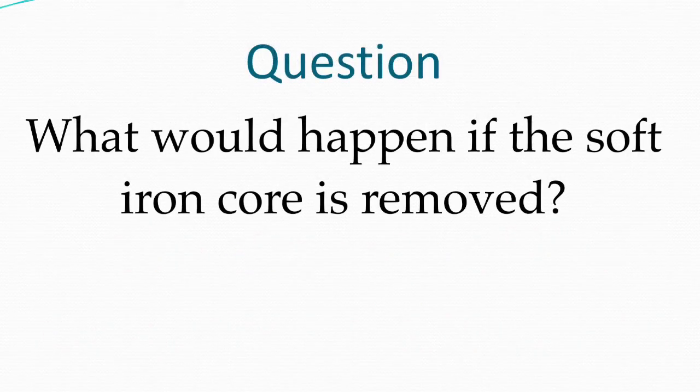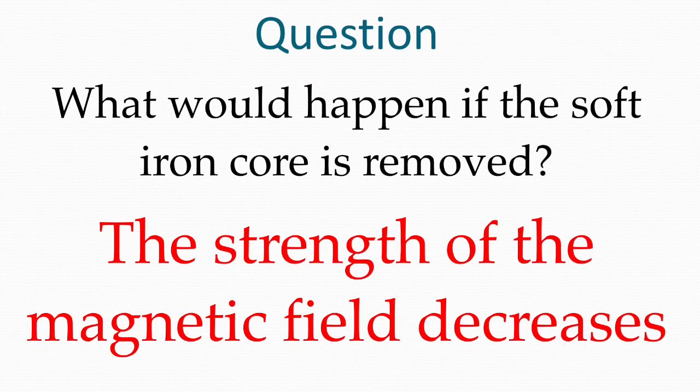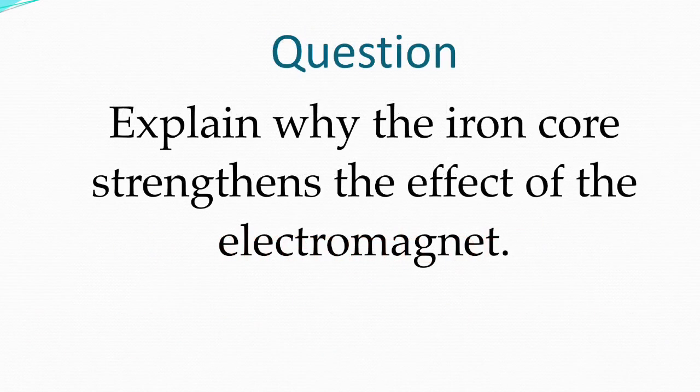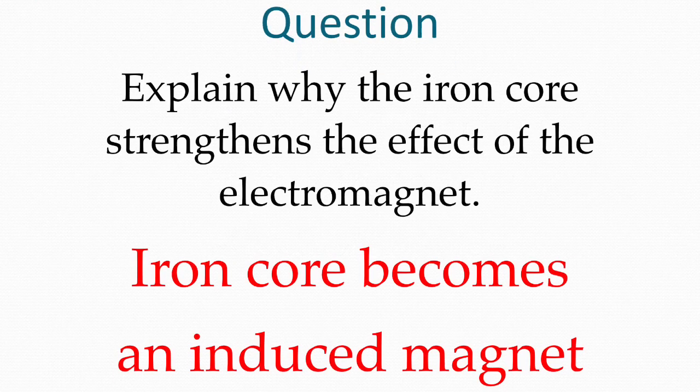What would happen if the soft iron core was removed? The strength of the magnetic field would be decreased. Explain why the iron core strengthens the effect of the electromagnet. The iron core becomes an induced magnet.